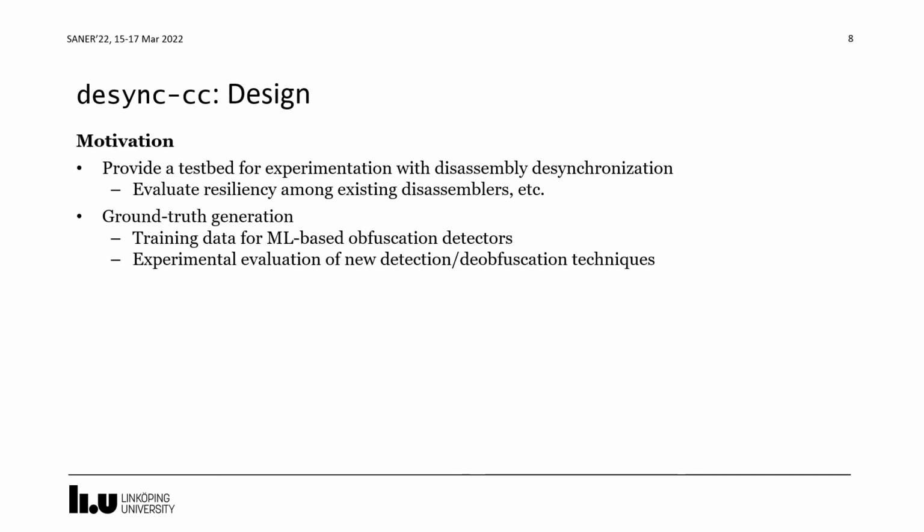Now, with the background out of the way, we can begin discussing the actual design of our tool. So the motivation for creating the tool was first to provide a testbed for experimenting with disassembly desynchronization, for example, to evaluate how resilient existing disassemblers are to this technique, but also to allow future research. We could, for example, use the tool for ground truth generation to produce large amounts of obfuscated code for training a machine learning based obfuscation detector, or to evaluate new detection or deobfuscation techniques.